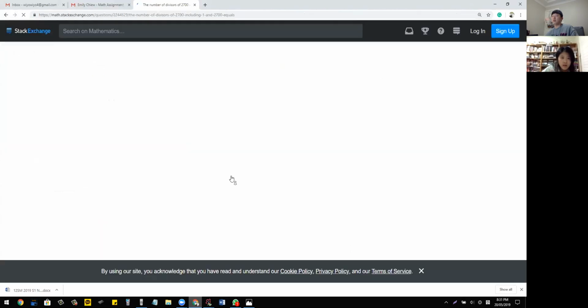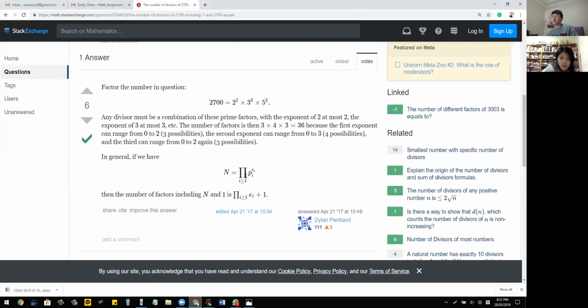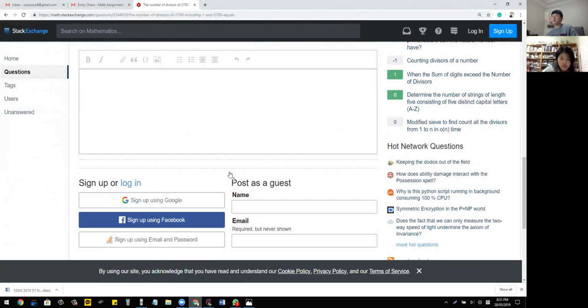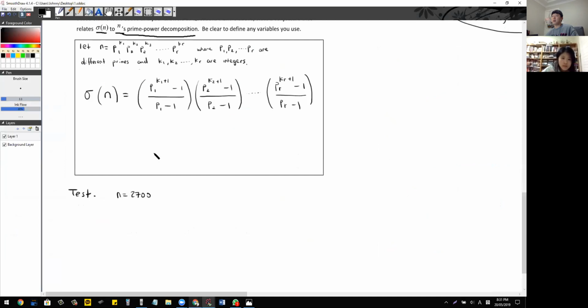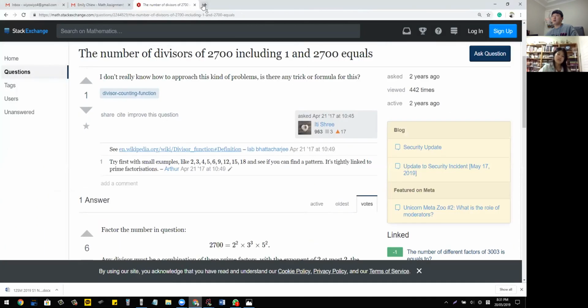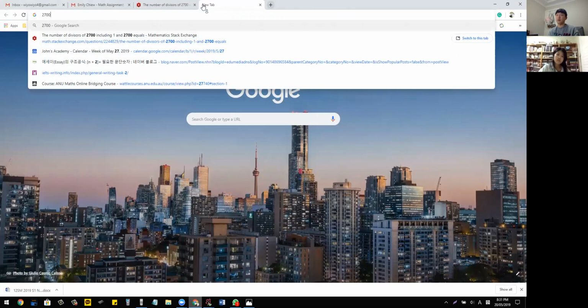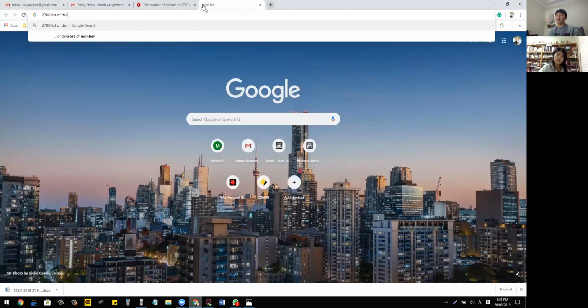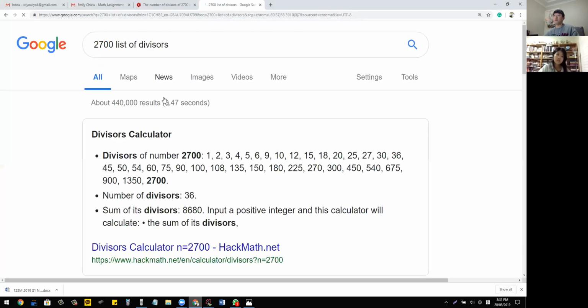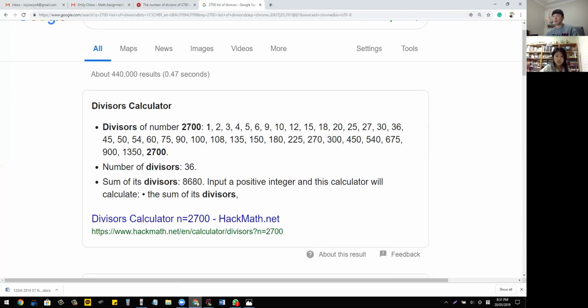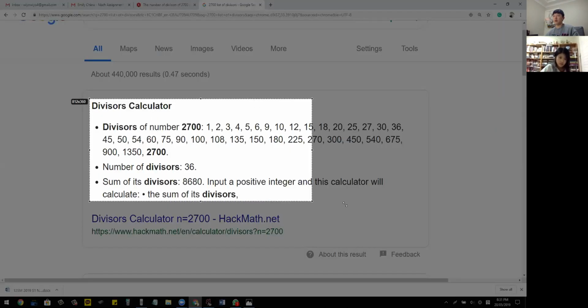Oh, there is some rule here. They're giving some formula. P. Oh, that's another way of writing the prime number, right? I mean, prime factorization. 2,700. List of divisors. Well, that's a lot. There you go. Number of divisors. Sigma is this one, right? Yeah. So Google is the best.